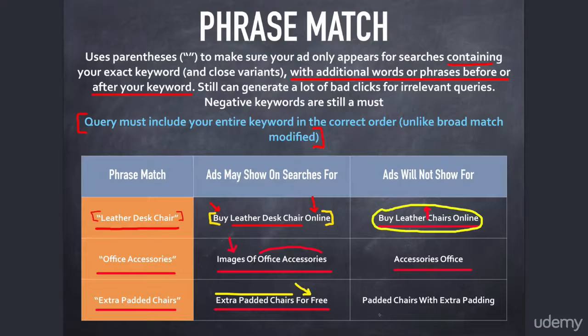Our ads will not show for padded chairs with extra padding, even though that sounds really similar to my keyword. I have all my individual words in there, padded, chairs, I have extra, but it's not in that order. My order is extra padded chairs, and this is padded chairs with extra padding, and it is not eligible. And once again, this is another situation of a phrase match keyword match type potentially knocking out what would have been a good keyword.